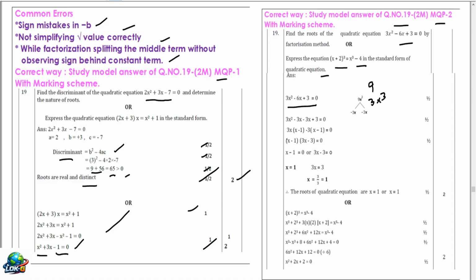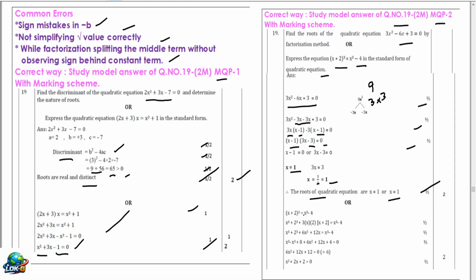So that sum is equal to, and as there is minus 6x, you have to express this minus 6x as minus 3x minus 3x. Take 3x common, left with x minus 1, minus 3 common, you will get x minus 1. Take x minus 1 common, 3x minus 3, you will get x is equal to 1, and 3x is equal to 3, 3 cancels, x is equal to 1. For this you will get half marks. The roots of the equation you have to write clearly at the end. For that you will get half marks.